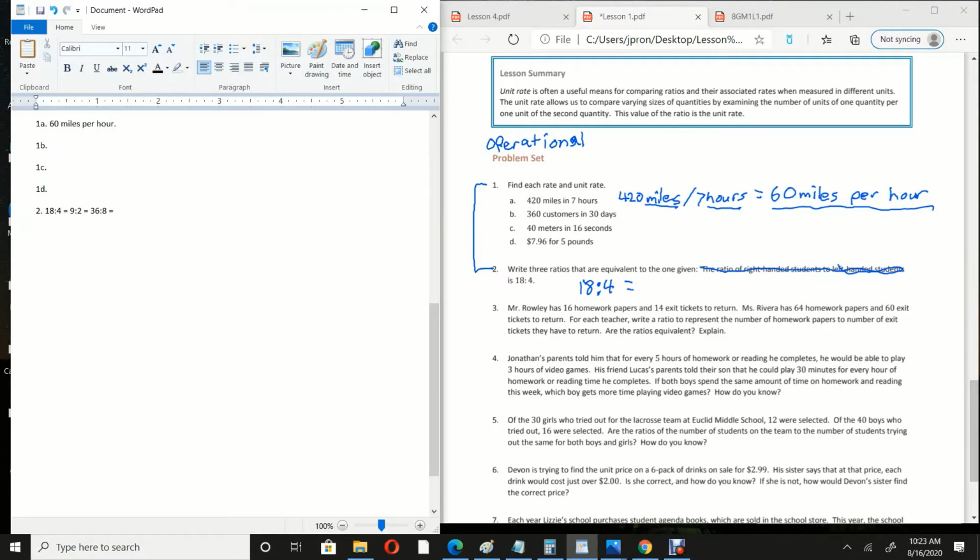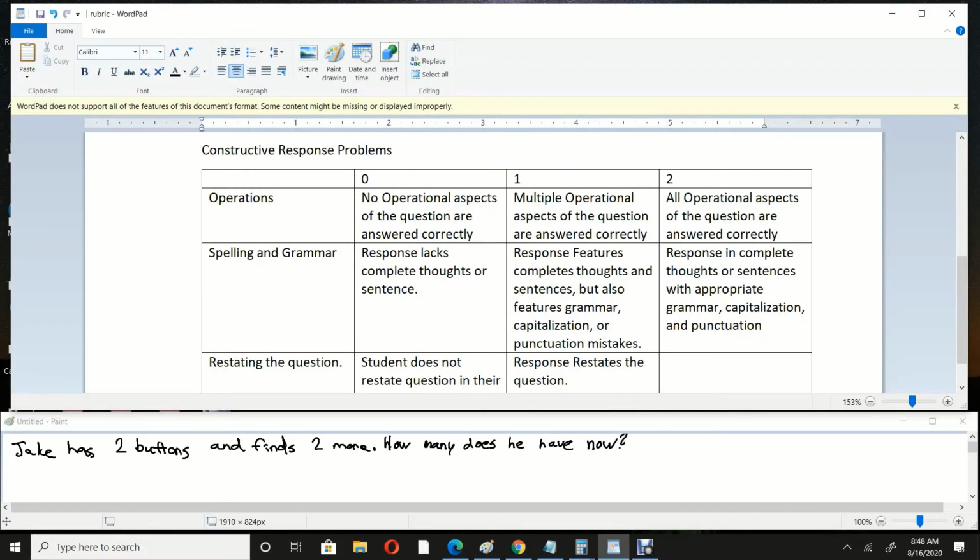All right, so from here, we're going to move on to what would be considered constructive response problems. And this is the rubric for your constructive response problems. So what if you have a constructive, like a word problem, right? If you have a word problem, say like Jake has 2 buttons and finds 2 more. How many does he have now? All right, so we want to get the most amount of points we can on each one of these.